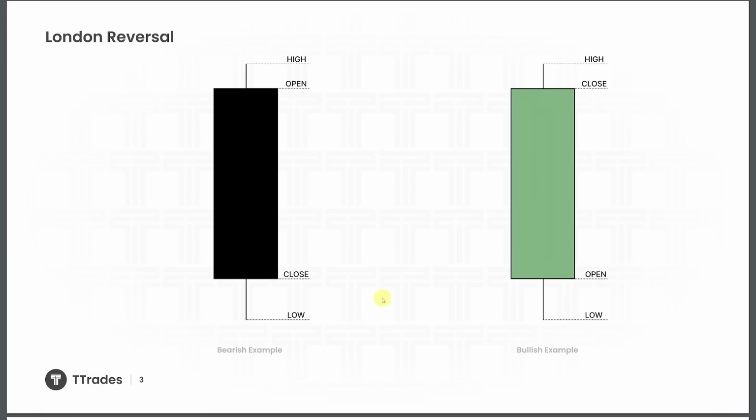Now what is a London reversal? Well, a London reversal is basically a classic expansion candle. So we open the candle, we make a high, we expand lower to make a low and then close. And then for a bullish example, we open, manipulate lower to expand, and then make our high and close.